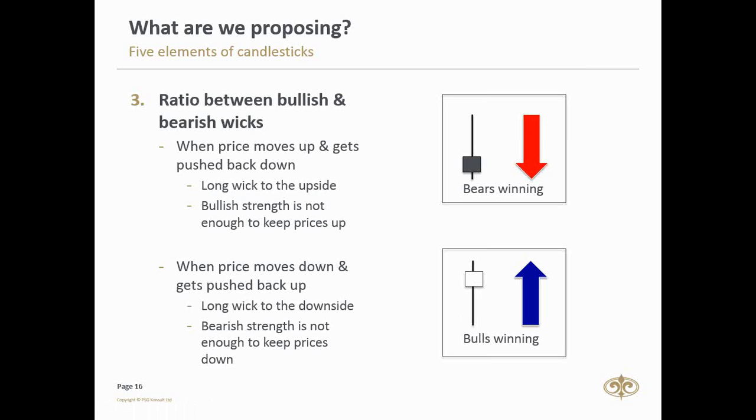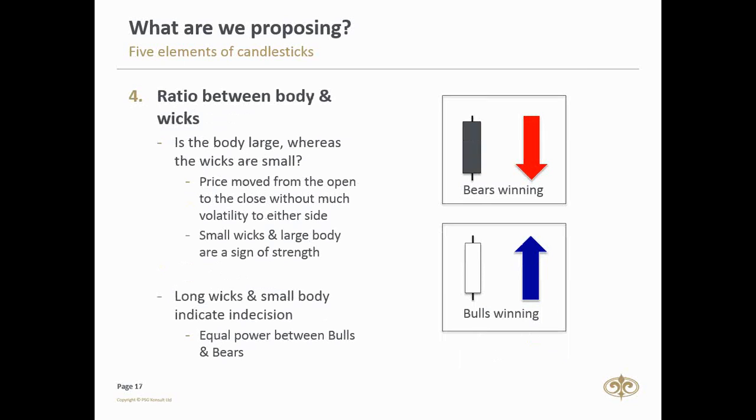And in that scenario, the bulls were winning also. Okay, so what I'm trying to make is just to understand the psychology behind it. It's a little tug of war. Who's winning between the bulls and the bears? So the fourth scenario, the ratio between the body and the wicks.